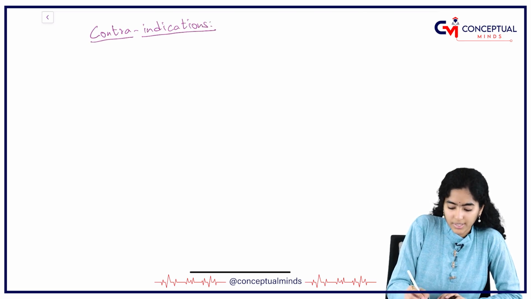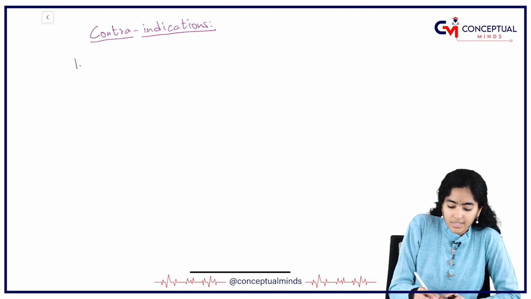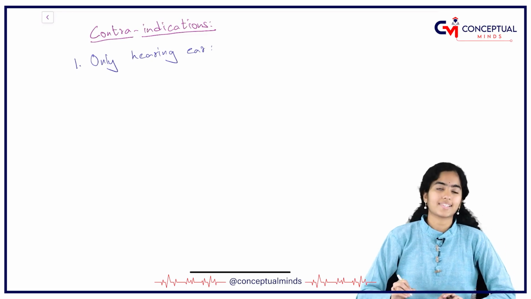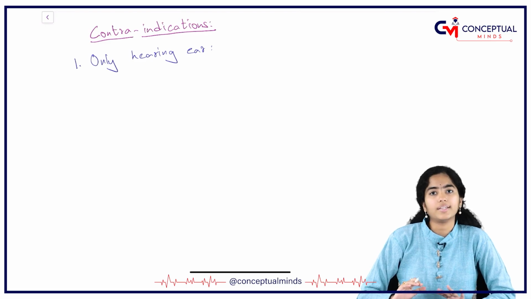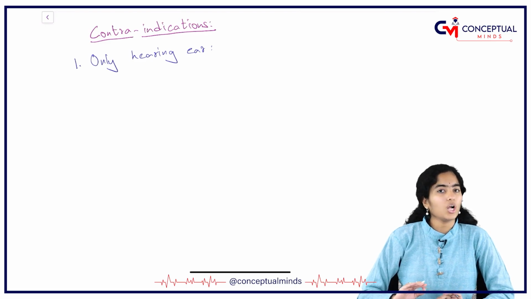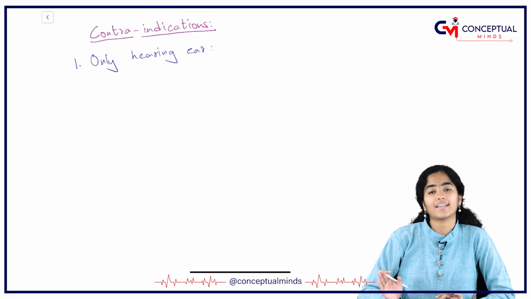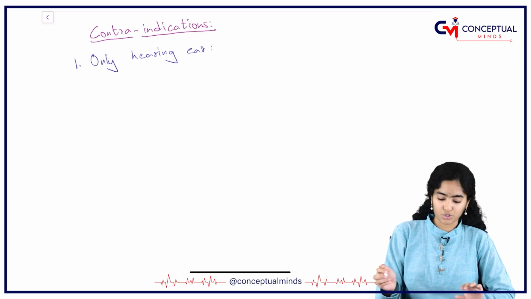The first contraindication is it cannot be performed when it is the only hearing ear. Say there is otosclerosis in the right ear, and the left ear has a dead labyrinth, it is not hearing. Then we cannot perform stapedectomy in the right ear. Although otosclerosis is there and some hearing loss is there, we are not supposed to perform stapedectomy in such patient, because that is the only hearing ear. Okay, this is the first contraindication.